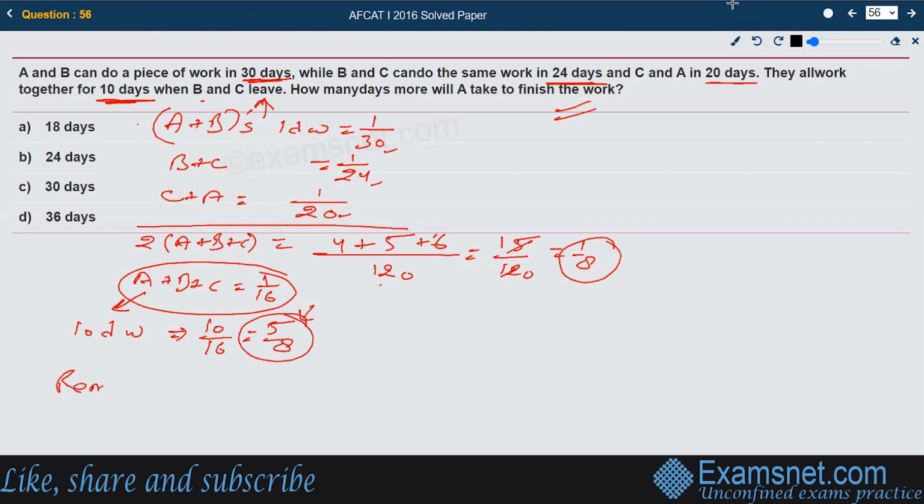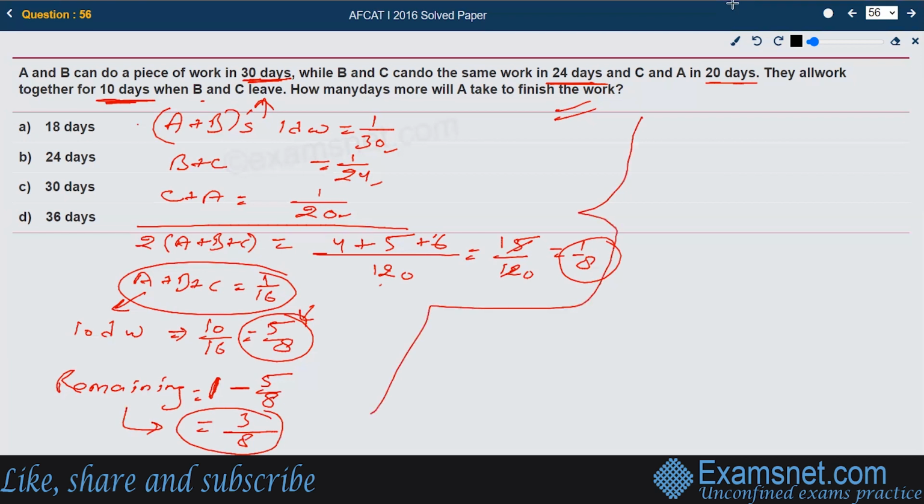How much is the remaining work now? See, for the remaining work, we always take the combined work unit as 1. So the remaining work would have been 1 minus 5 by 8, because the 5 by 8 work has already been finished. If I solve this, it comes out to be simply 3 by 8. So 3 by 8 is the work unit left that is to be done. And who is supposed to do this? As they said that B and C leave, so only A is there.